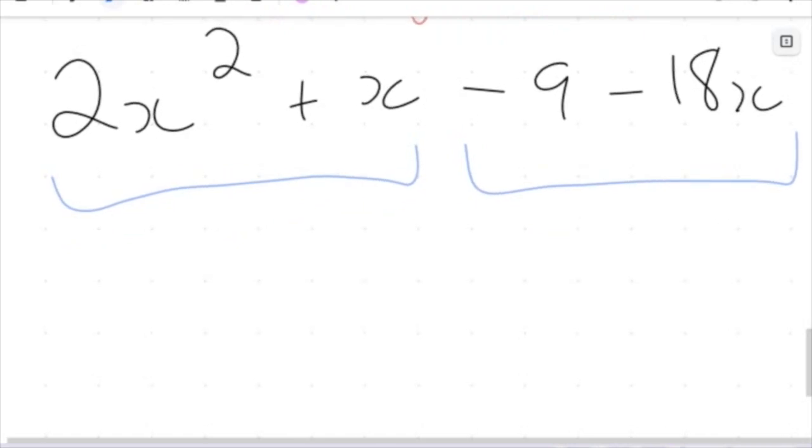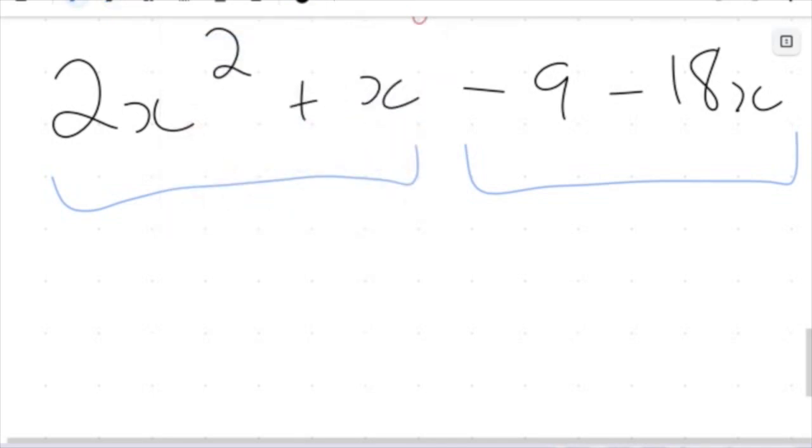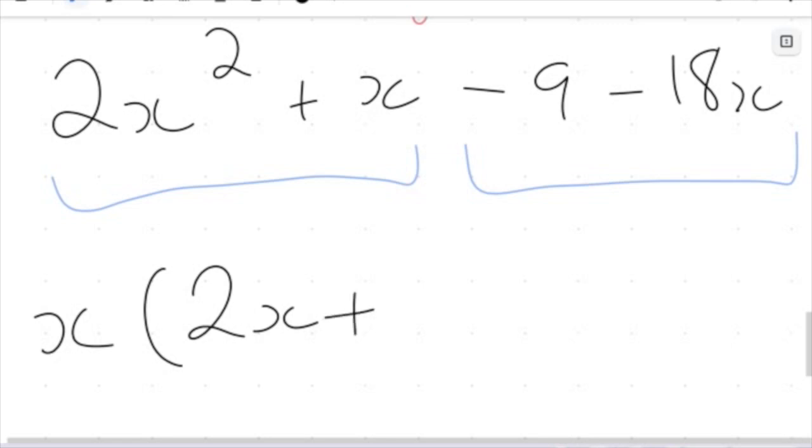So I need to keep rearranging and finding different combinations until I get something that looks roughly like that. So with my pairs now, in my first one here, I'm going to take out a common factor of x. So x goes into both of these. And how many times does x go into 2x squared? Well, it goes 2x times, because x times 2x gives me 2x squared. How many times does x go into x? Well, 1 time. And okay, now I want to factorize my next pair.